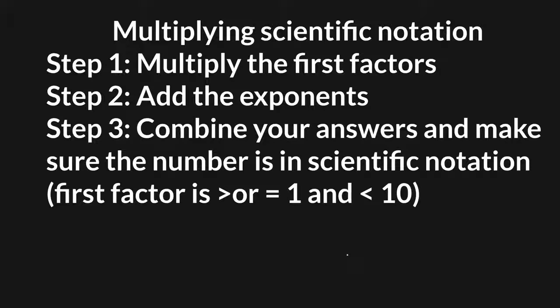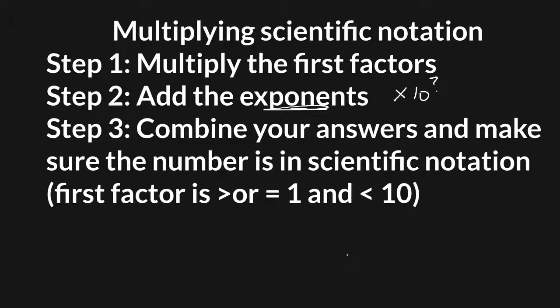So these are your basic steps for multiplying scientific notation. Step 1, multiply the first factors. Step 2, add the exponents. Now, when you add the exponents, they're still going to be on that power of 10. There's still going to be that times 10 on the end there. It's just that whatever the exponents add up to, they're going to be the new exponent on that power of 10.